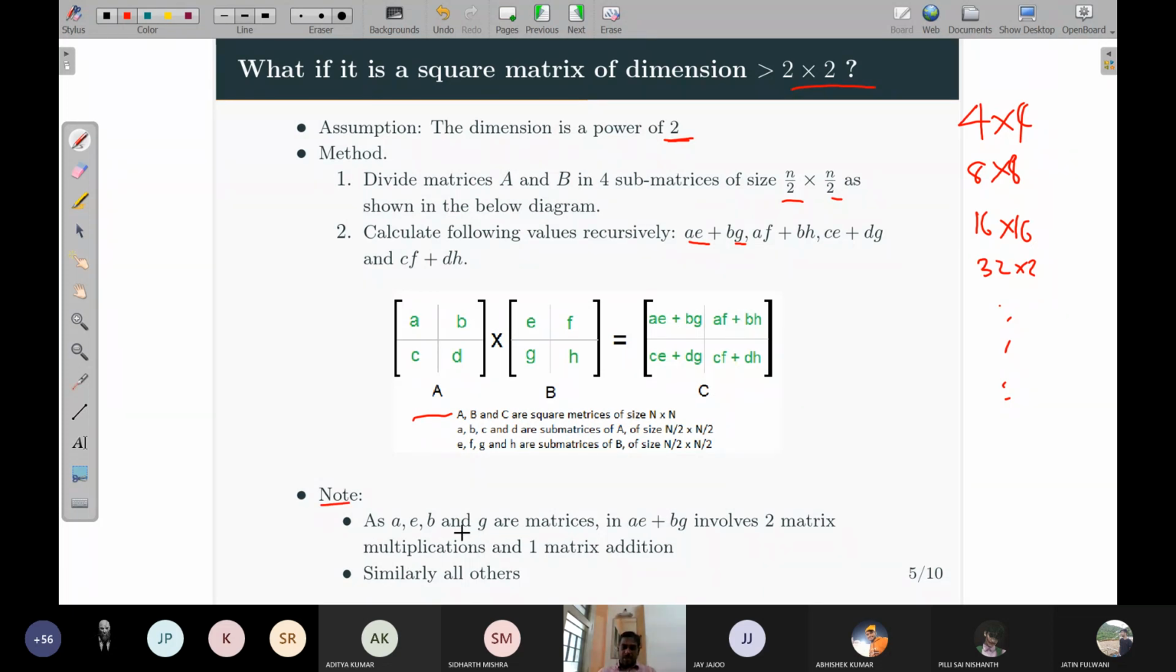Here you should note that A, E, B, G are matrices. Don't think that they are numbers, they are matrices. So AE plus BG involves 2 matrix multiplications and 1 matrix addition. This is one matrix multiplication, this is another matrix multiplication, and this is a matrix addition. Similarly, all the others.